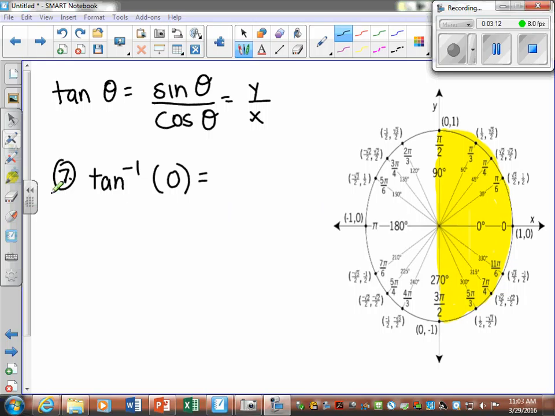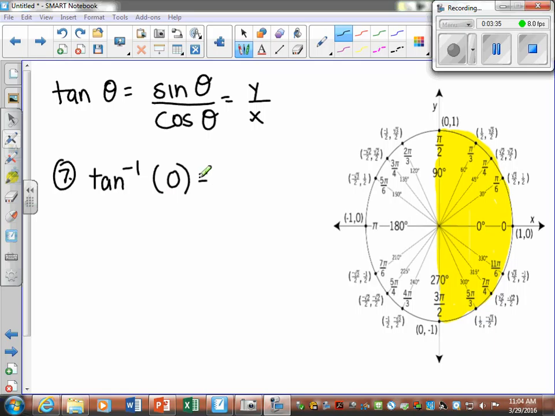Okay, before we set up the table, we're going to recall tangent of theta is defined as the same thing as the sine of theta over the cosine of theta, or the y value divided by the x value. So the first one I want you to try is the tangent inverse of 0. So what angle do you have to take the tangent of to get 0?